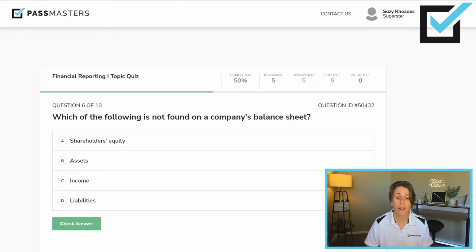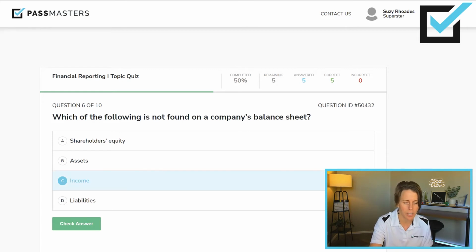So which of the following is not found on a company's balance sheet? Shareholders' equity is found on the balance sheet. Assets, those are found on the balance sheet. Income, not on the balance sheet. Income is found on the income statement. Income statement is also called profit and loss. Liabilities are found on the balance sheet.